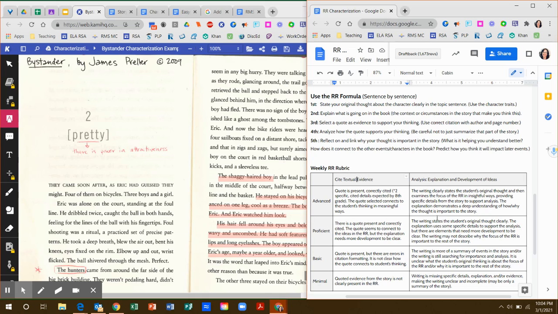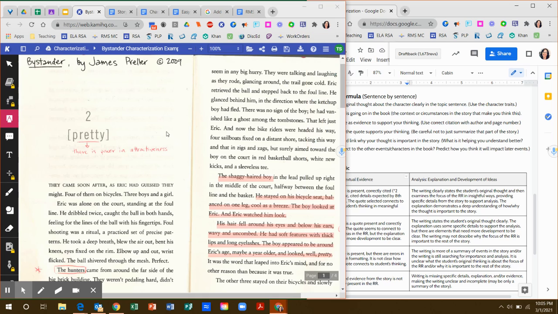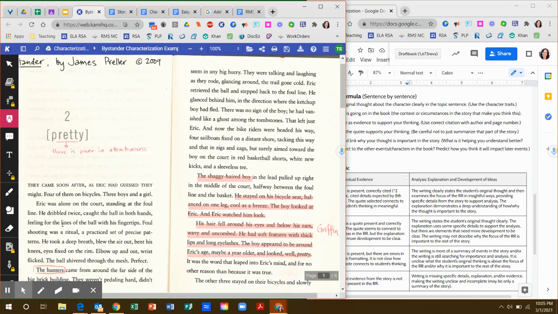But I want to focus for this lesson on showing you actually how to write that, right? So I took a very short chapter from a book called Bystander by James Preller. And so this is a short chapter, and I'm going to focus not on the protagonist, Eric, right here. Instead, I'm going to focus on the bully, or at least who I think the bully is going to be, which is a character named Griffin. So I don't want to just summarize what happened in this chapter and just say, hey, Eric met Griffin, Griffin was a jerk, and just retell the chapter.